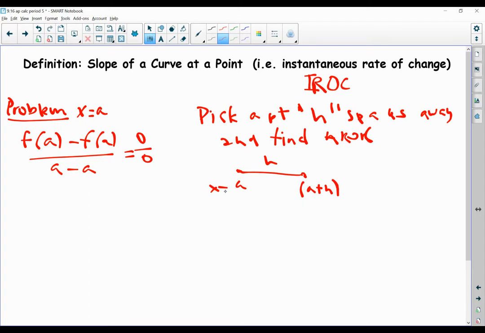Okay, so we have a point at A and a point at A plus H. And I'm going to say this is x equals A and x equals A plus H. I don't know why I put A plus H in parentheses. It doesn't have to be. So here's the idea. I want to find the slope between these 2 points because we can only pick 2 different points to find the slope between, because if it's the same point, we get 0 over 0. So I'm going to pick 2 different points.